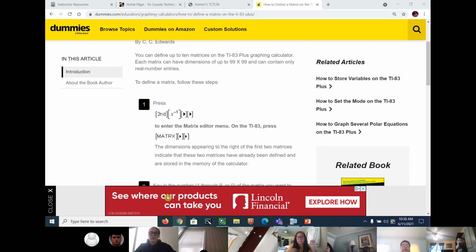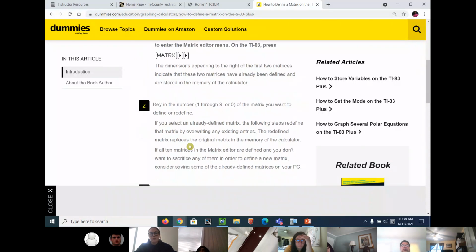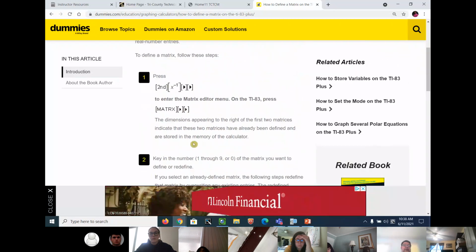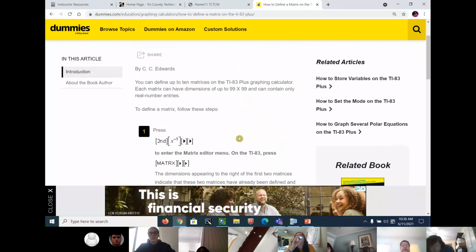The dimensions appearing to the right. The first two matrices indicate that these two matrices have already been defined. Key in the number 1 through 9 of the matrix you want to define. I don't understand that, but let's see.